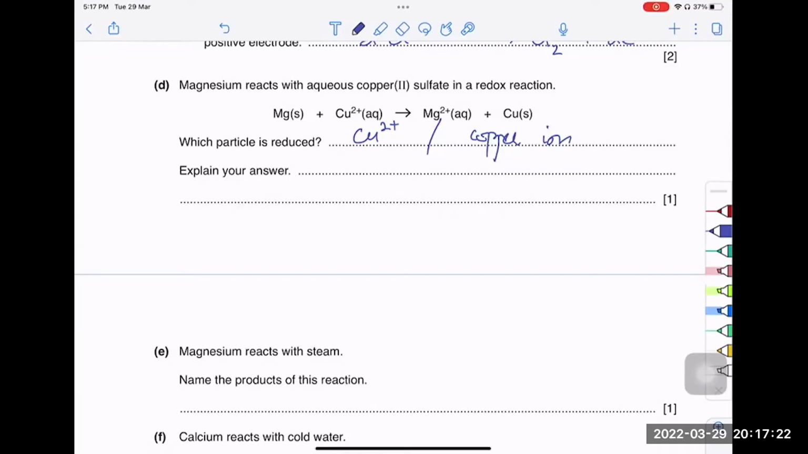If you had to write copper alone, you would write copper atom. You don't write copper on its own. And it's better to just write the formula. Explain the reason. Why is it reducing? Because it gains electrons. This one is gaining 2 electrons. Okay.